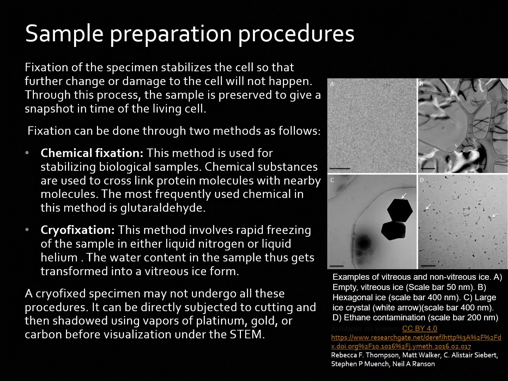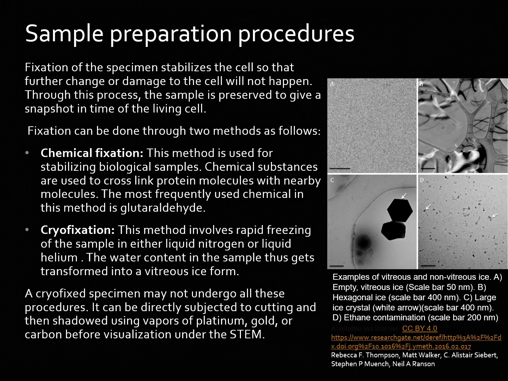So sample preparation procedures are vast in electron microscopy, and it varies quite a bit for each sample, but we will be discussing some of the main procedures and some of the most popular methods. So firstly, fixation is very important for sample preparation. Fixation of the specimen stabilizes the cell so that further change or damage to the cell will not happen. Through this process, the sample is preserved to give a snapshot in time of the living cell.